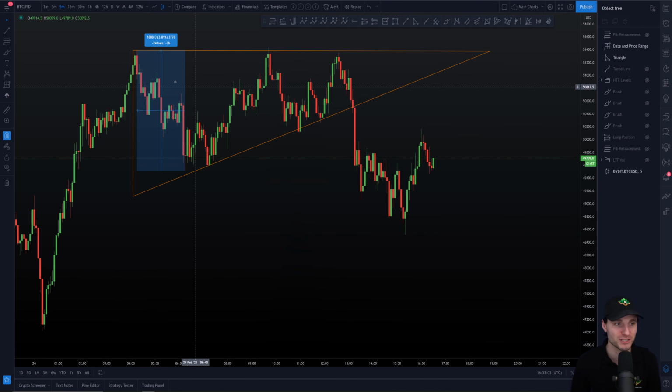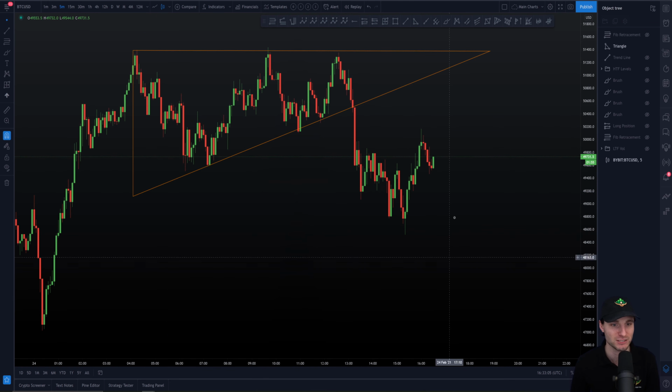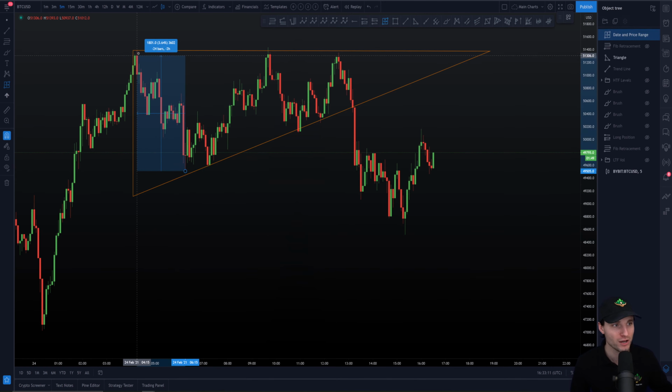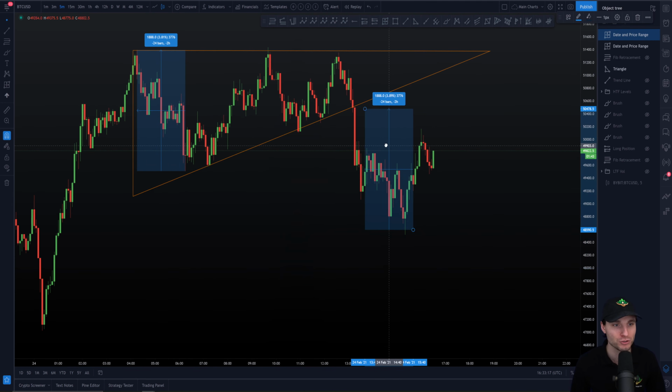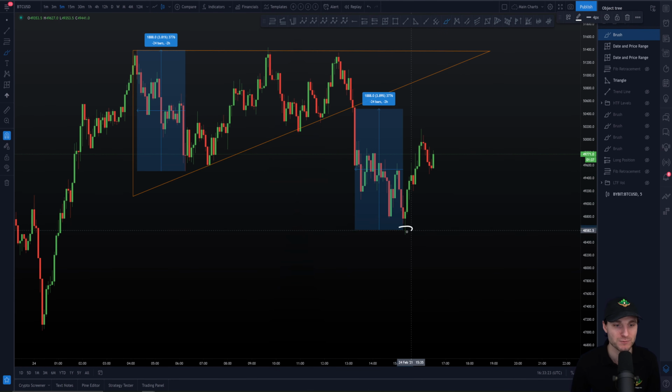Let me draw this so you all understand how we get these targets, by the way. So we're taking our measured move tool, and we're taking it from the low of the triangle to the high of the triangle. And then we're moving this, the measured move, to the breakdown. Okay, and you can see how that gives you this target. So you can see that the target is basically here.